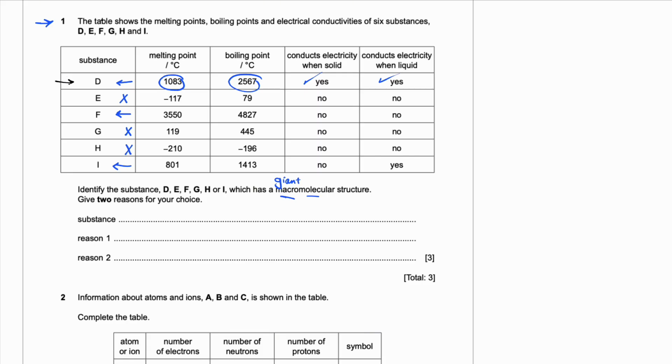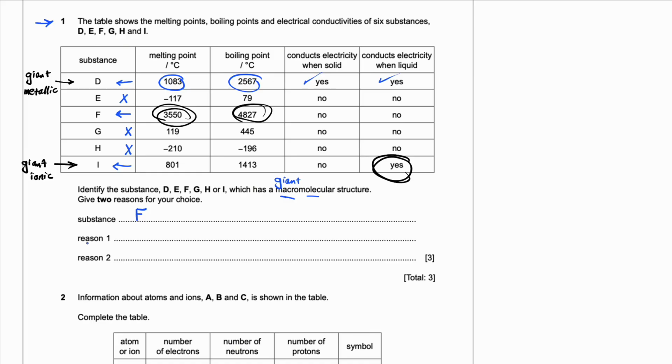So D is giant metallic. If you look at I, while having high melting and boiling points, it conducts electricity only when liquid, but not when solid. So that's giant ionic. Giant ionic or ionic compounds conduct electricity only when liquid, molten, or when dissolved in water. But the one that has high melting point and high boiling point and does not conduct electricity whether solid or liquid, that's the choice F. So the answer here is F.